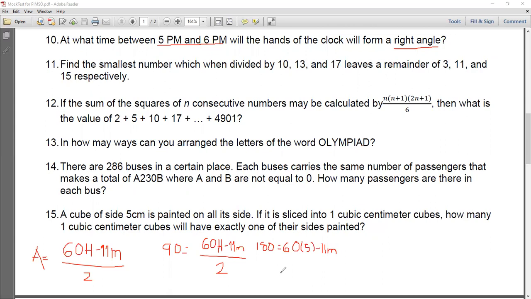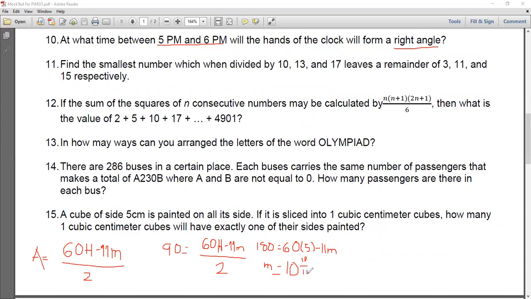So we will now get m now is equivalent to, what's the answer in my calculator? 10 and 10 over 11. So that is the number of minutes, 10 and 10 over 11. So that's the first one.